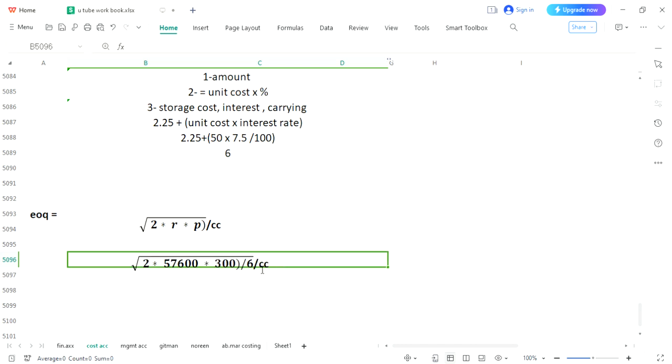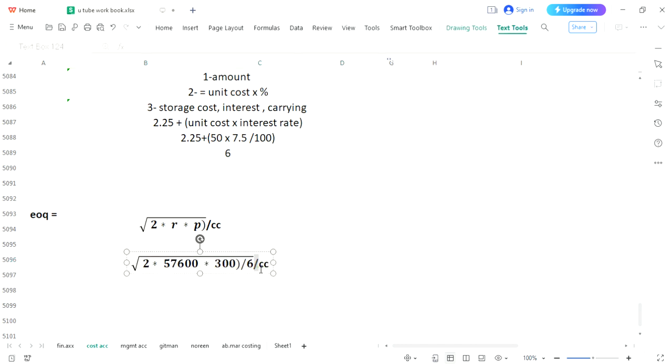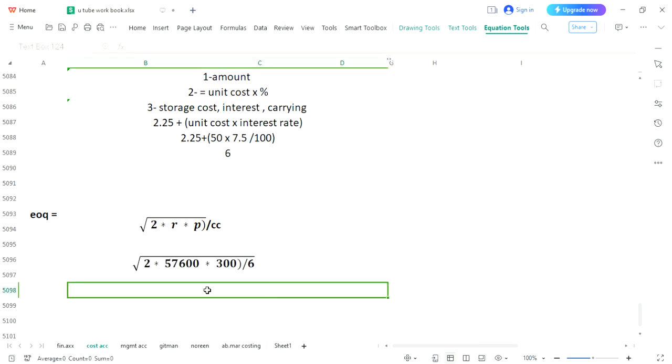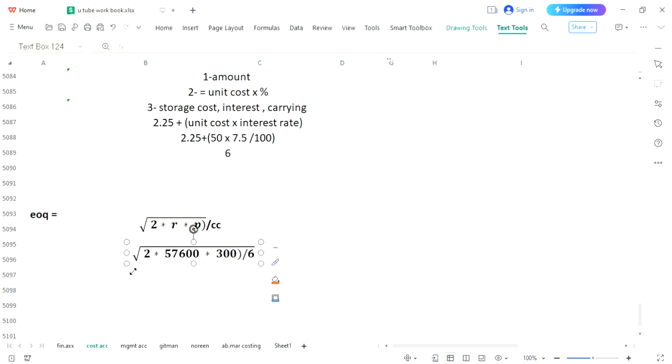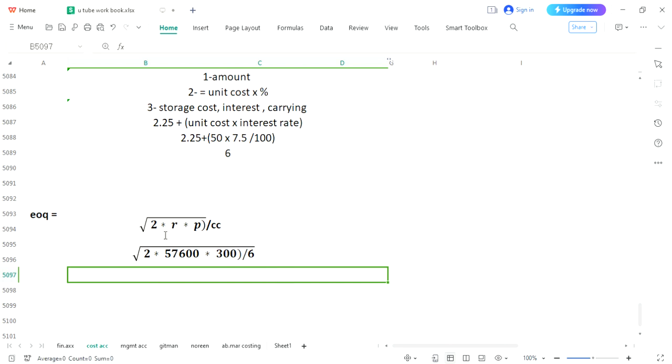For our formula this CC is not needed, so we can delete it, and secondly this factor was also unnecessary. Let's delete it. So please note it down. In this way our formula has been completed. If you get your formula, it would be easier for you to get the inputs. 2RP is meant to be divided by CC, carrying cost. 2 is in the formula, 57,600 was annual requirement, 300 was cost of placing an order, and the CC we have calculated was 6.